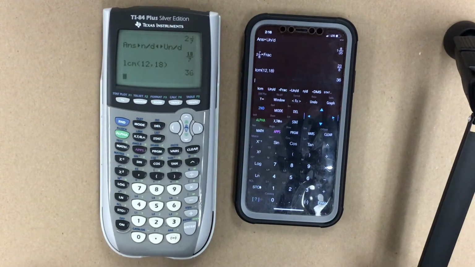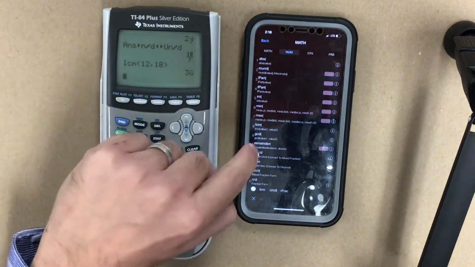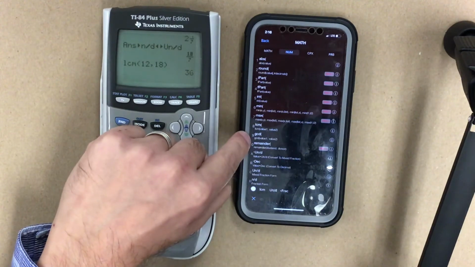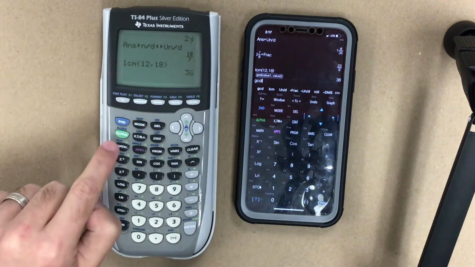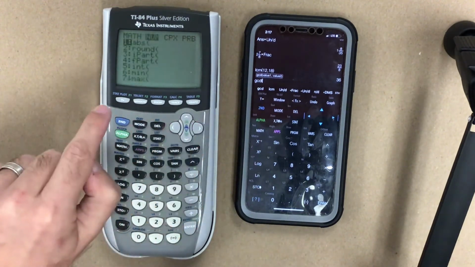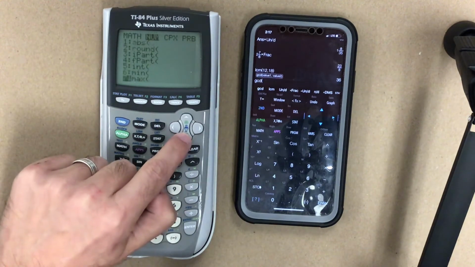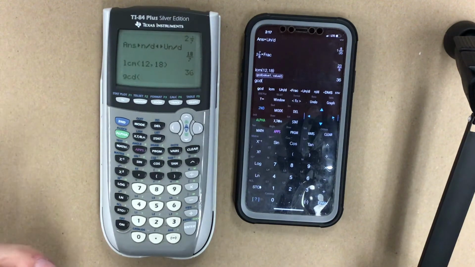One other area that we want to look at, if you're wanting to find the greatest common factor, I would go to math, over to numbers. Greatest common factor is also greatest common divisor. It would be number 9. So for the TI-84, you go to math, over to numbers, and then you're going to head down to number 9. Hit number 9, or scroll down to number 9. Greatest common divisor, greatest common factor, it's going to do the same for both.